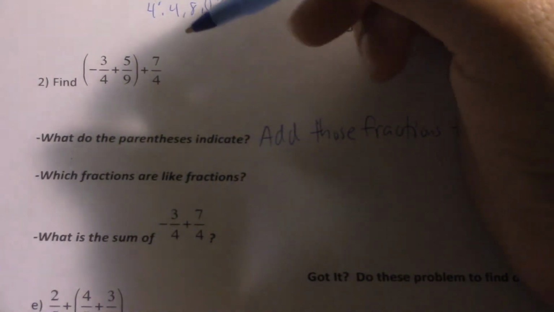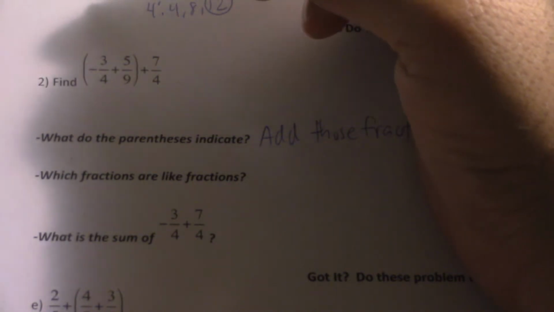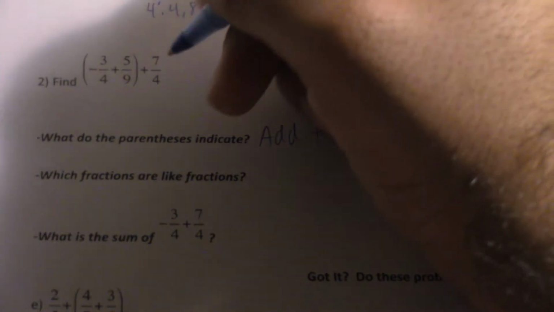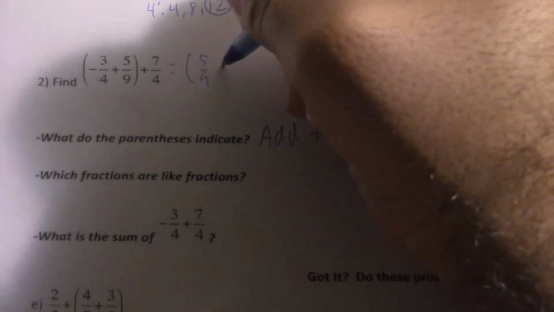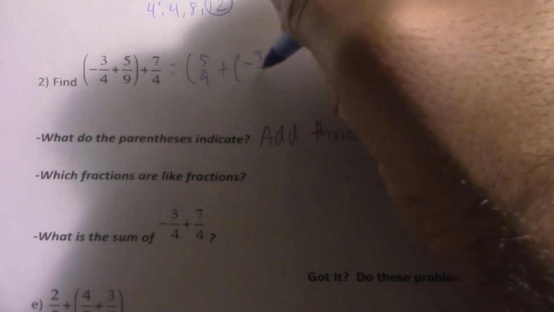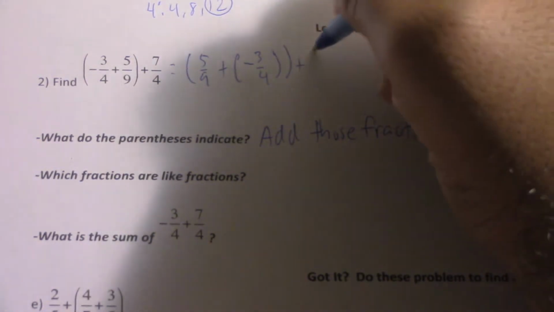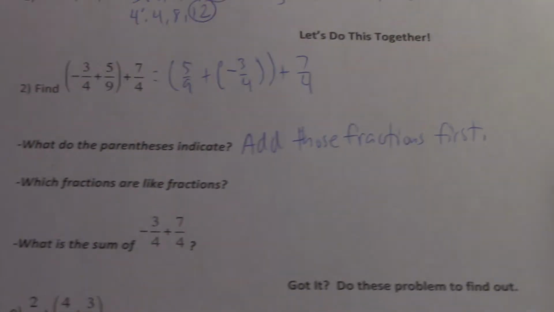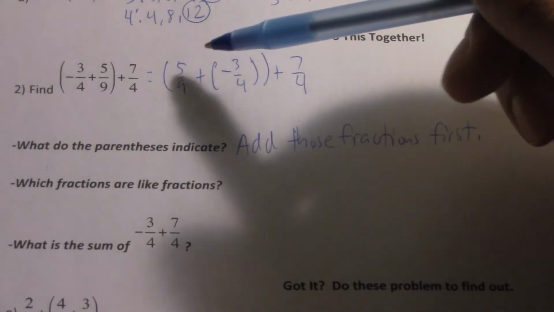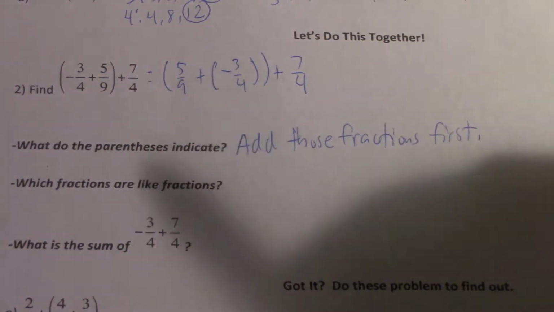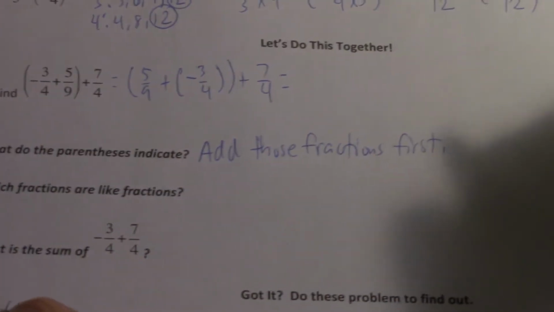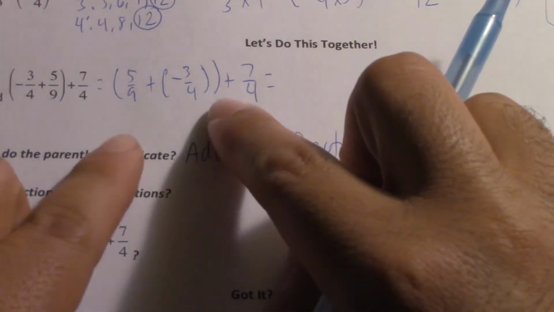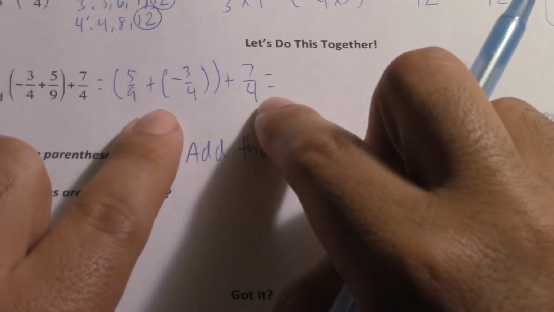All right, anyways, so the first thing we're going to do is rewrite this. We're going to write 5 equals 5/9 plus negative 3/4 plus 7/4. So what I did here is I just moved the 5/9 and the negative 3/4 around. Just swap them. Then I want to go ahead and shift the parentheses over from here to here.